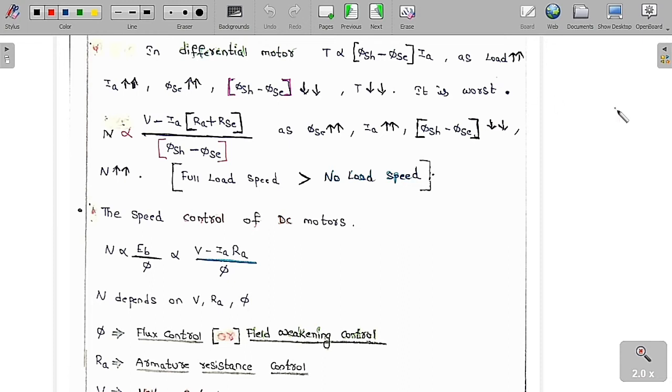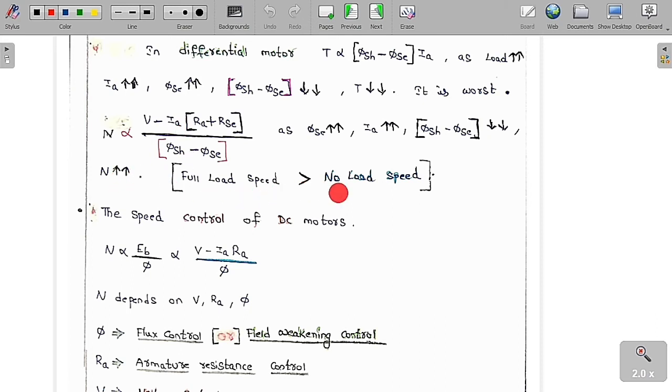N is directly proportional to EB by phi. EB is nothing but V minus IA into (RA plus RSC). The net flux is equal to phi SH minus phi SC. As the load increases, IA increases, so phi SC increases, so the resultant flux will decrease. This resultant flux change is very high. As this value decreases, the overall speed will increase.